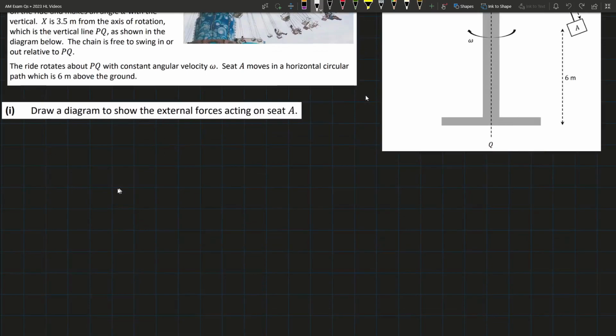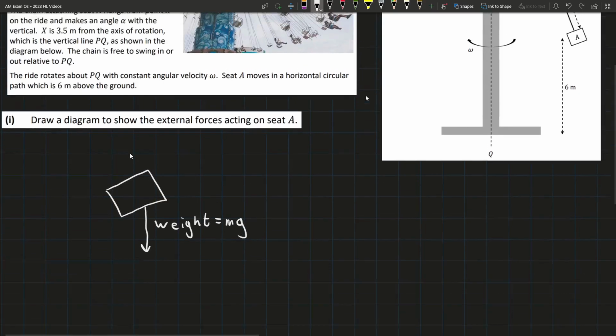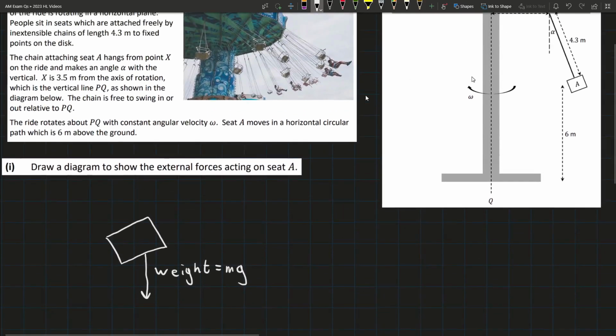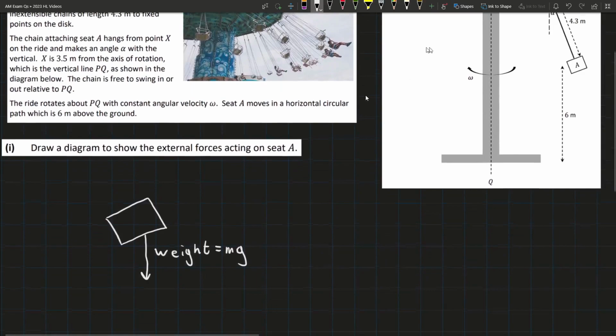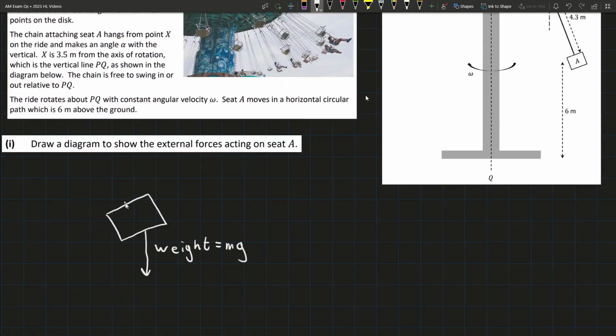Well, okay, so there's really only two. Of course, everything that has mass will have its weight pulling it down. Its weight, and weight is mg, as you know. You wouldn't really have to write this in, but just be specific. And then we'd also have the tension force from the chain. So why isn't the chair falling down? Well, it's because the tension force is keeping it up in the air. It's counteracting the weight force.